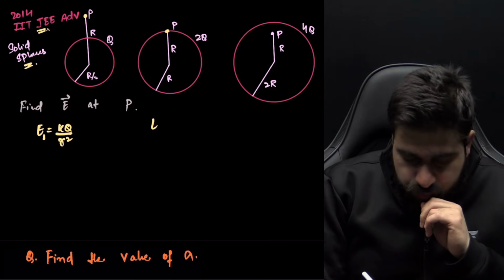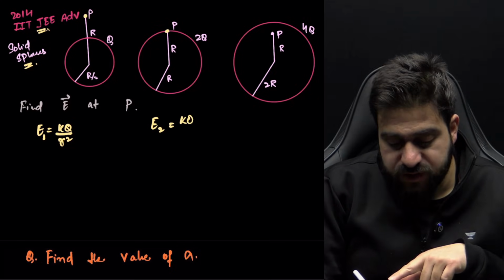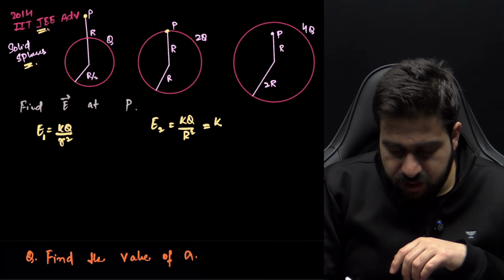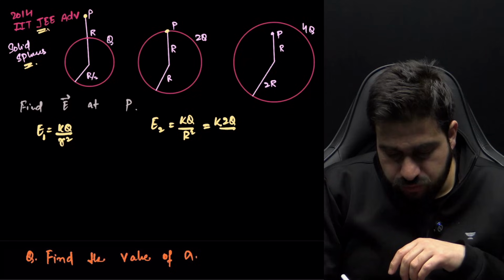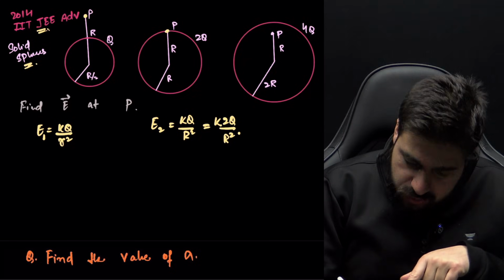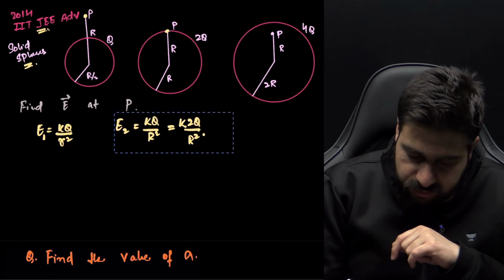Let's consider this as point 2, electric field at point 2. What is the electric field due to a solid sphere on the surface? KQ by capital R square. And here K, Q is the charge, that is 2Q, divided by capital R square. Capital R is the radius, that is R square only. This is E2.